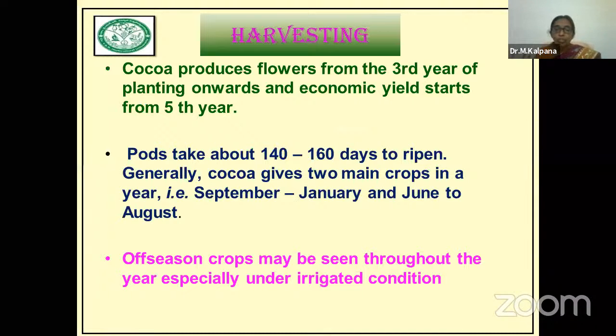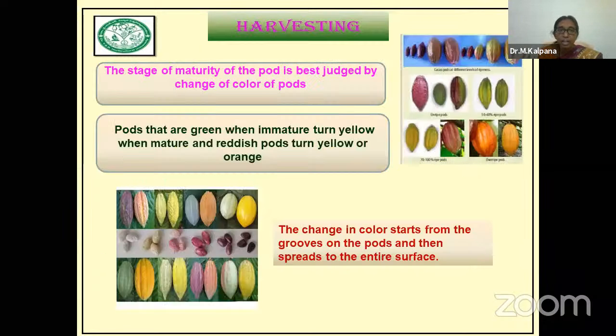Generally, as I already told, we will have two main crops, especially in the months of June to September and January, and June to August. But in AP conditions, the main harvest we will get in the month of January to June, and the half season we will get in the month of July, August. So the half season crop may be seen throughout the year, especially under irrigated conditions, because in Andhra Pradesh we are growing the cocoa under irrigated conditions.